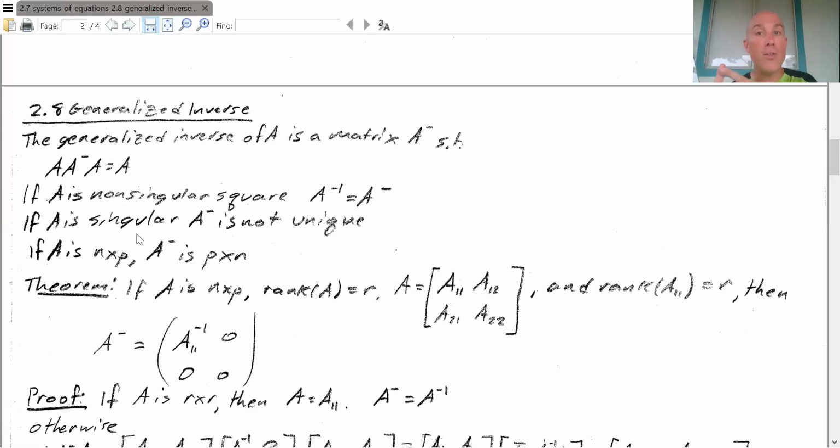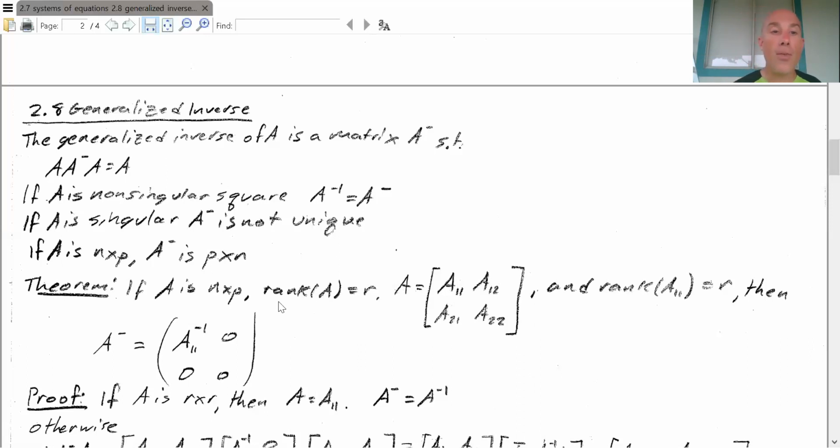Either that's because of its dimensions, or it's square and low rank, or it could be both, the dimension and low rank. Then the generalized inverse is not unique. This is something that is going to be important. It's not unique. That means that there are multiple versions that will satisfy what we're doing. Okay, so if A is n by p, then A generalized inverse is p by n. And if you look at this equation, that's the only way that you can go n by p on the left, n by p on the right, and get n by p. This is the only way it works for matrix multiplication.